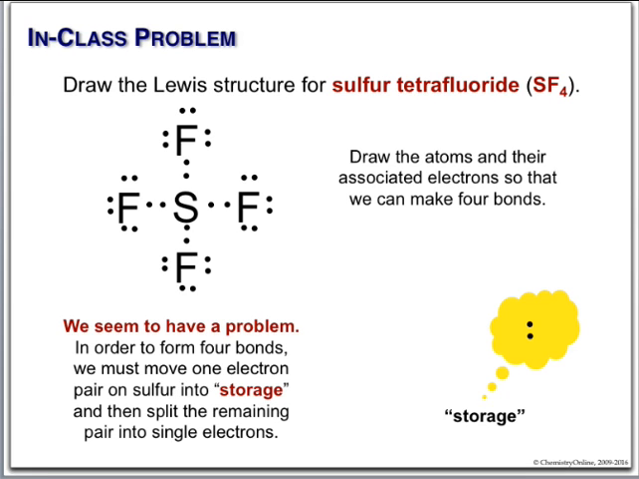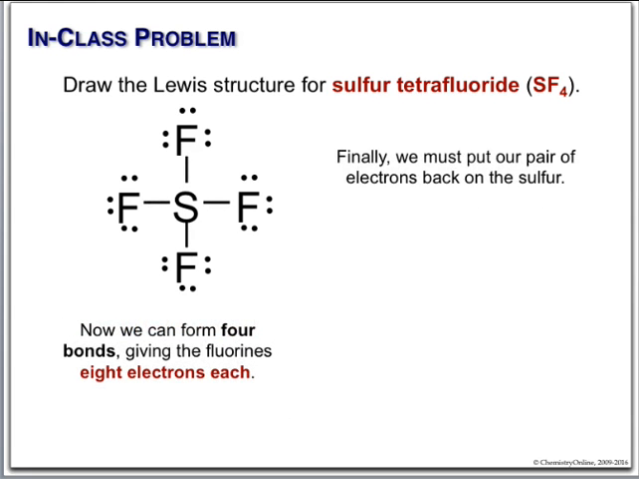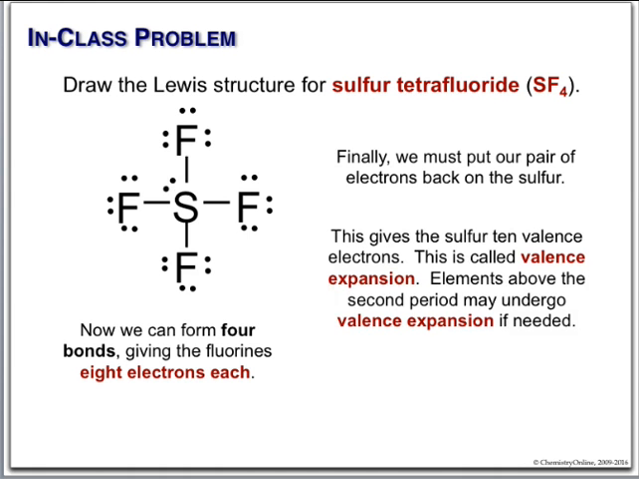But if you look at what we're left with, it is just so simple to make these bonds, isn't it? 1, 2, 3, 4. We scooch them all up, make our bonds, and we have SF4. But, being honest with ourselves, we know that somewhere down here on the floor, we have those 2 extra electrons. So what you have to do is put them back. There we go. And now the sulfur has 2, 4, 6, 8, 10 electrons. This is called valence expansion.